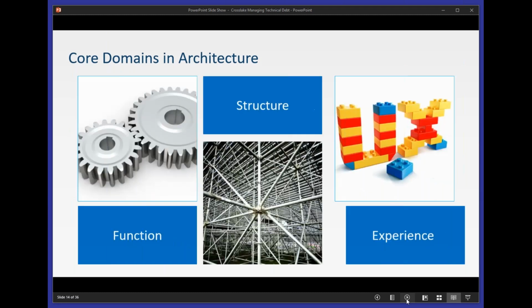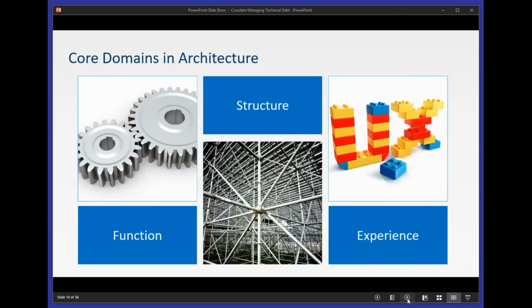The core domains that we tend to consider when we look at technical debt and unmanaged technical debt are function, structure, and experience, and each one brings its own consideration when we think about technical debt.